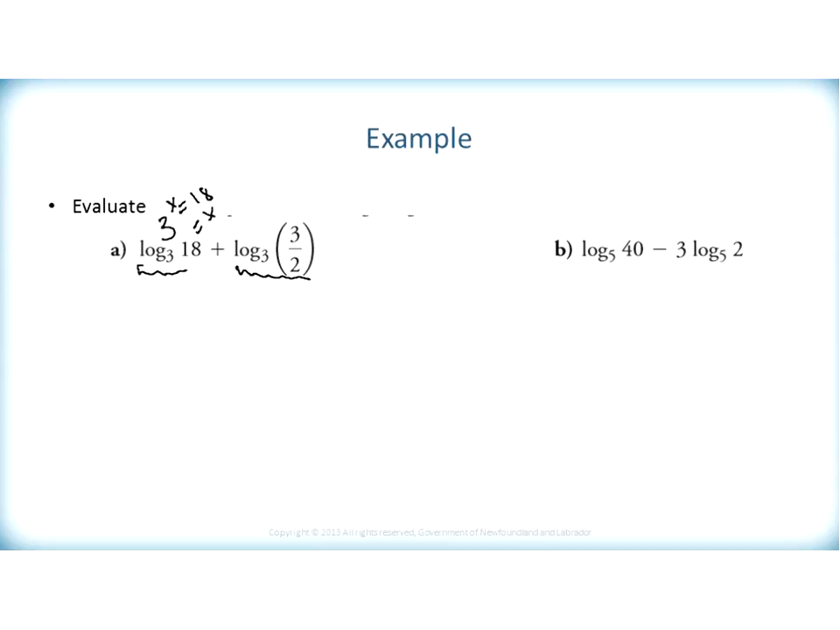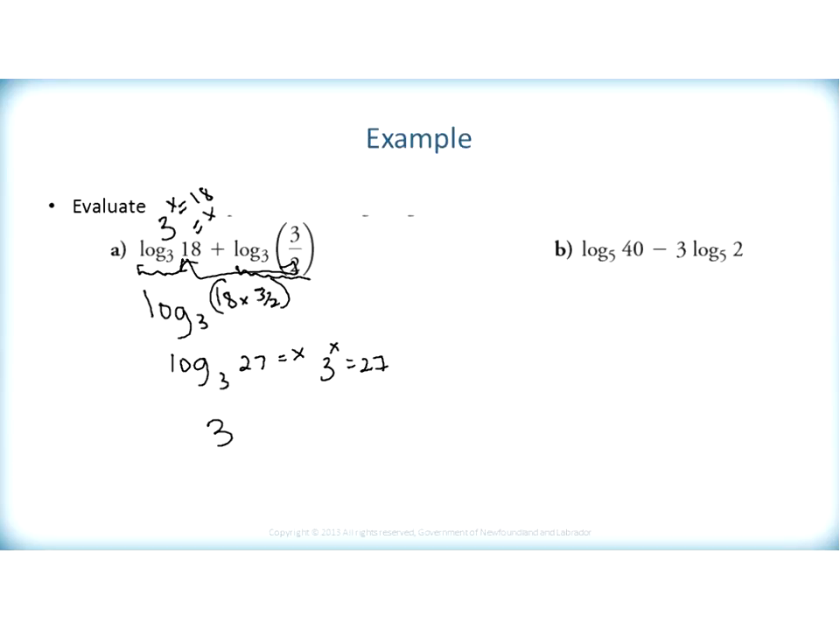Yet if I use the laws of logs, I can see that writing as a single log, this would give me 18 times 3/2, using the product law, since there's a sum of 2 logs. This would give me log of 27 base 3. Once again, this would be 3, since if I set it equal to x, 3 to the power of x would equal 27.